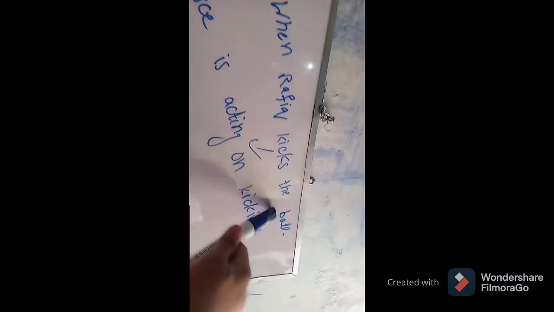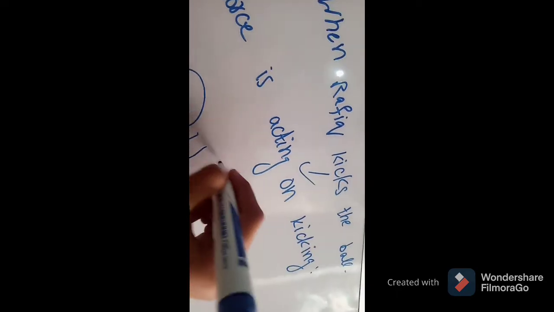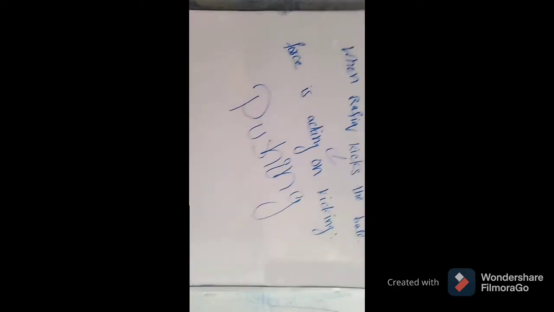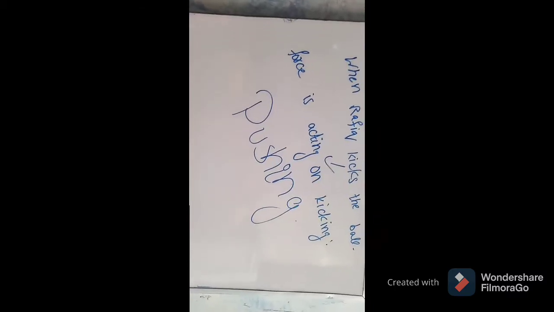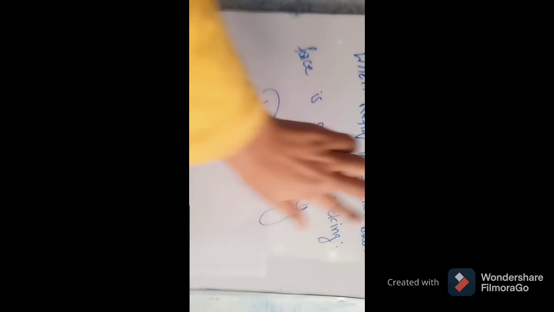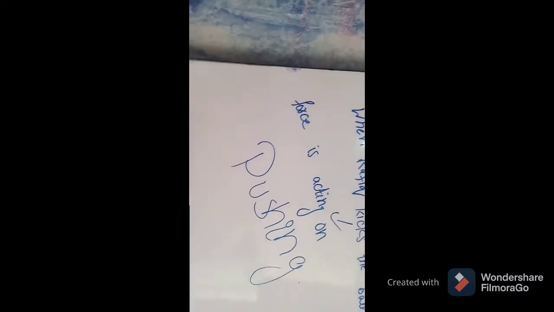So what force is acting on the ball when Rafiq kicks? It's pushing the ball. Rafiq is pushing the ball. When Rafiq kicks the ball, the force is acting on the ball. That is pushing. Now, a force acts on the ball when it is kicked, and the stationary ball begins to move. This shows that a force can make a stationary object move.